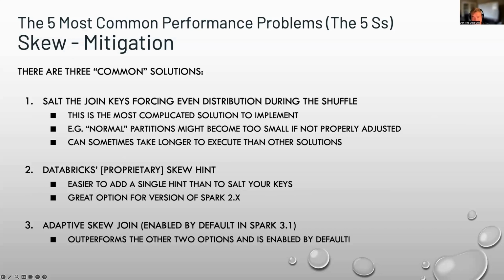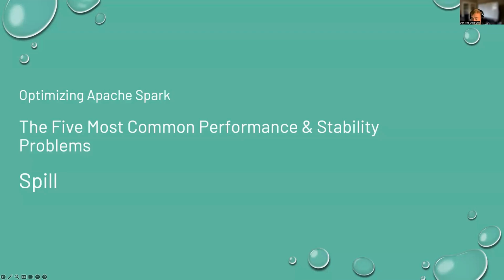And there's ways you can do that. There's this concept of salting, where basically you artificially introduce into the skew data a number that can be used to distribute it more evenly. There's also hints that you can add. In some cases, these hints are proprietary to Databricks, but there are hints you can add from a key perspective that allow you to more easily and evenly distribute the data. And then we have this concept of adaptive skew join, which really came into existence with Spark 3.1, and that's another way that you can address skew.